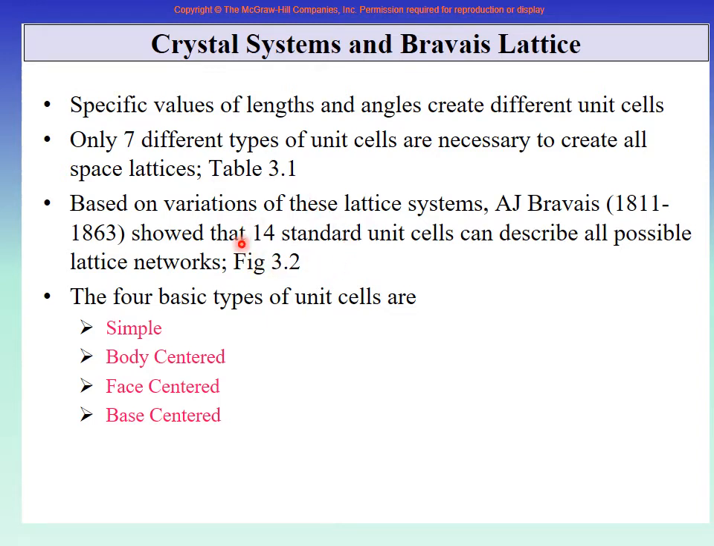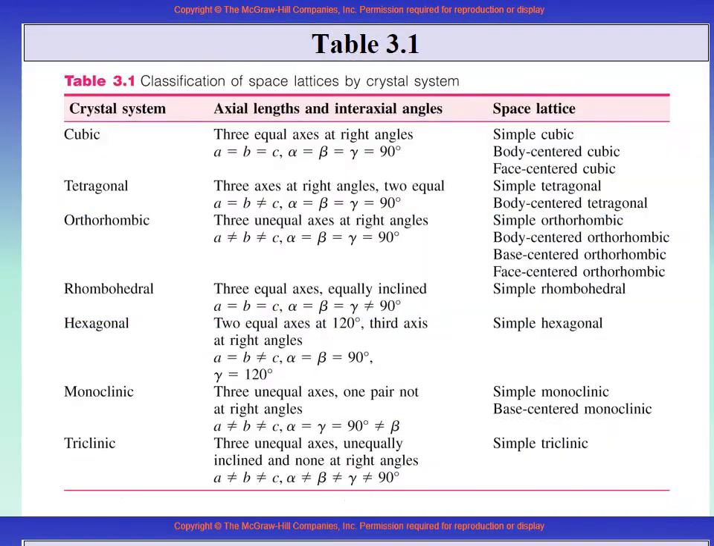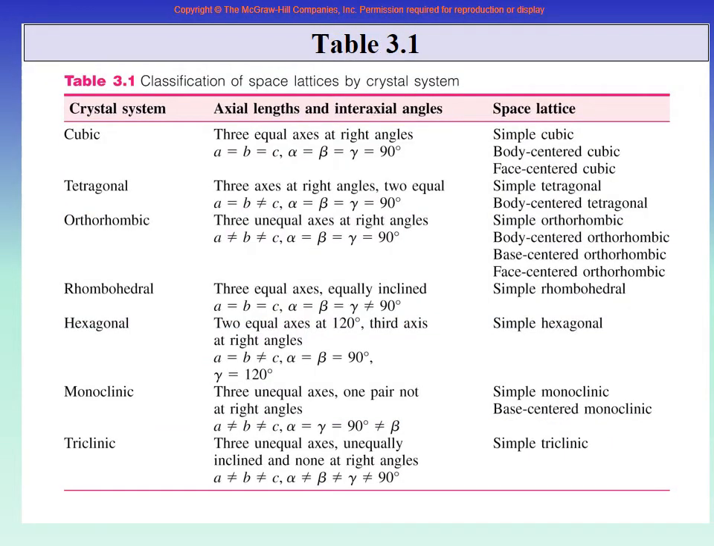And out of these 14, there are 4 basic types called simple, body-centered, face-centered, and base-centered, right? So we will see. So this is the table that we were talking about. Classification of space lattices by crystal system. So crystal system, axial lengths and interaxial angles, and the space lattice name.